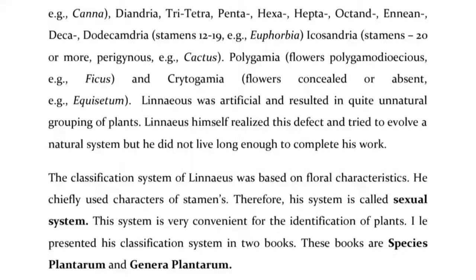This system is very convenient for the identification of plants. He represented his classification system in two books. These books are Species Plantarum and Genera Plantarum.